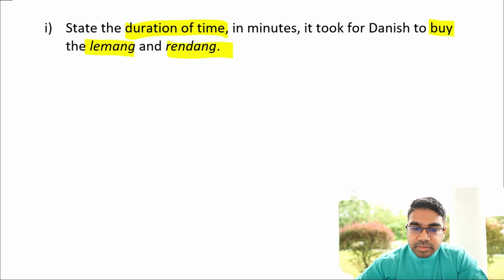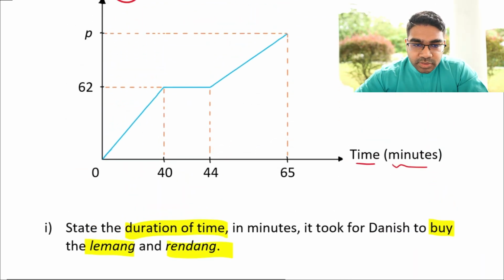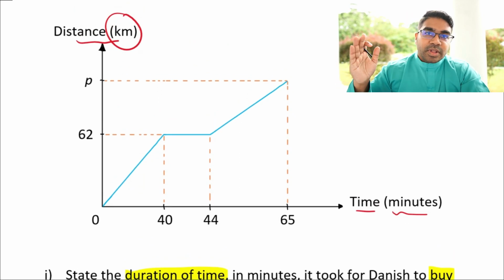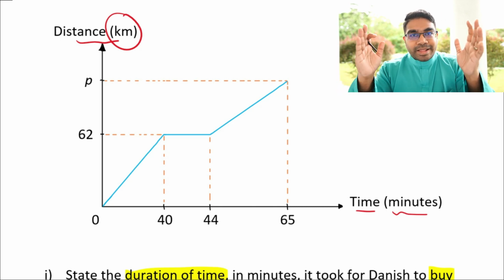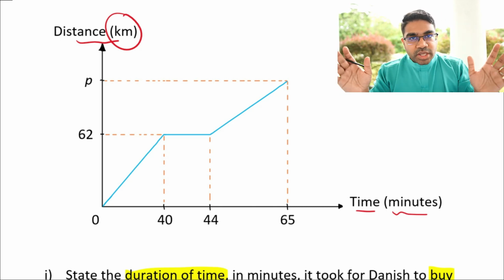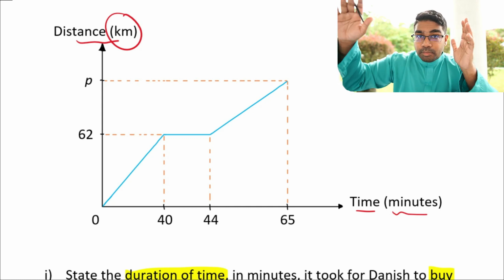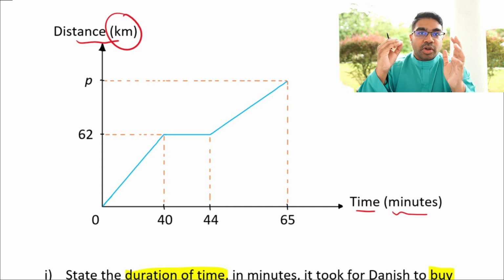So he bought the lemang and rendang when he was not moving, when he stopped. How do we detect that an object has stopped moving from the distance time graph? Think about this. If the object is not moving, then whatever distance is traveled at that period of time will not change. Time will continue to go on. Time stops for no one. But the distance will remain constant because the object is not moving.